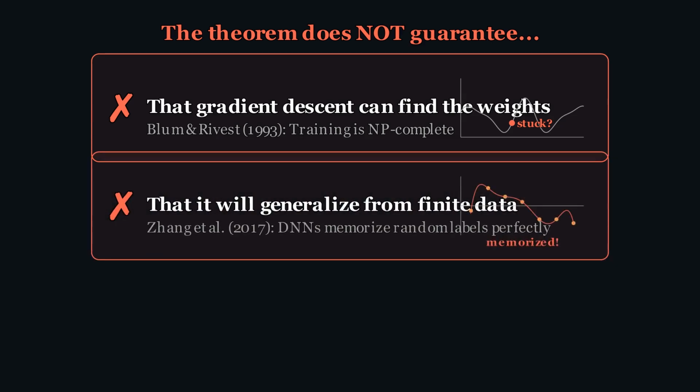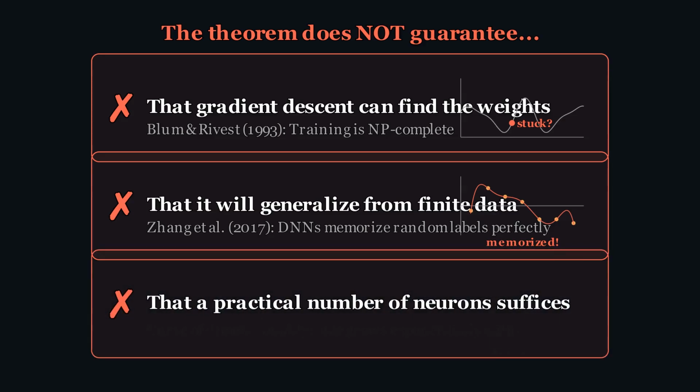Second, it says nothing about generalization. Zhang and colleagues showed in 2017 that deep networks can perfectly memorize completely random labels, achieving 0 training error while learning absolutely nothing meaningful. The theorem is about approximating a known function, not learning from limited data.